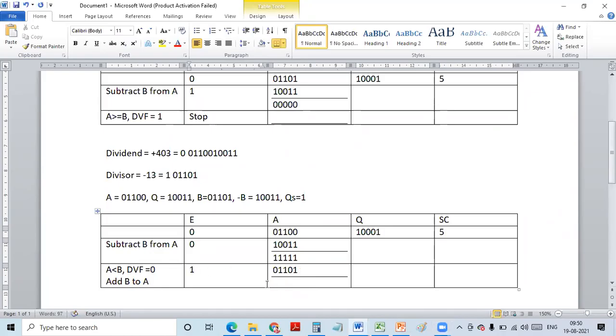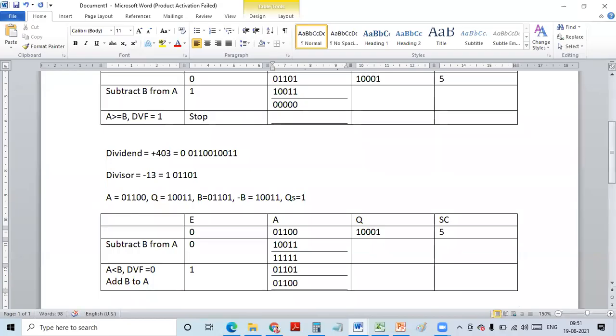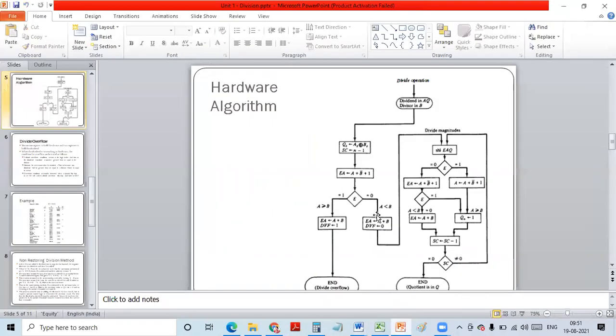So we get E as 1 here, and the result after adding is 0, 1, 1, 0, 0. And what about Q? Q is the same, 1, 0, 0, 1. So this is the first phase where we are checking our division overflow condition. As per this algorithm, this is the stage we were at. After that, we have to shift and proceed with the division. We should not reduce the sequence counter at this instant itself.